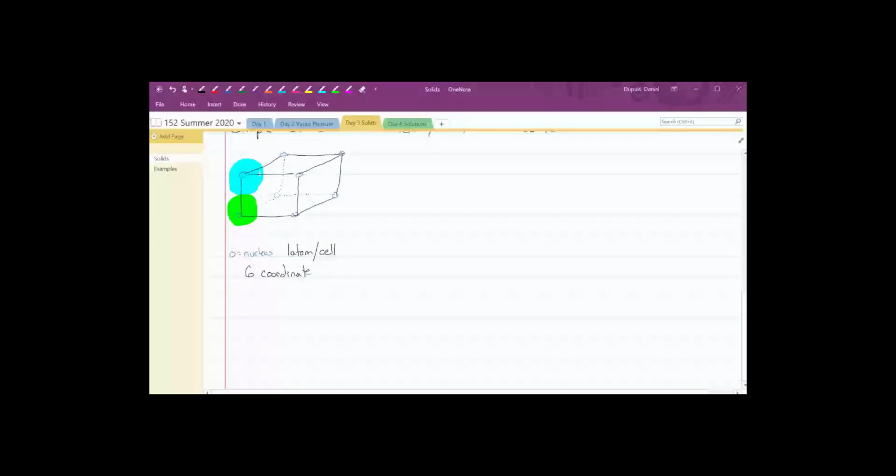The edge, so this would be the edge of the cell, right? And all the edges are the same, because it's a cube. So the edge length, in terms of R, where R is the radius of the atom, would be E equals 2R.